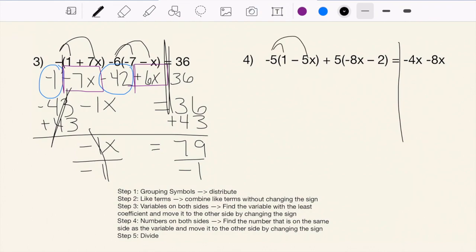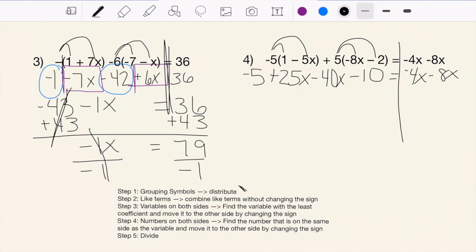So negative 5 times 1 will give me negative 5. Negative 5 times negative 5x will give me positive 25x. And then we continue. So we're going to distribute this 5. So 5 times negative 8 will give us negative 40x. Don't forget that x there. And then 5 times negative 2 will give us negative 10. And I'm going to copy this part of the problem as well. So that is number 1.